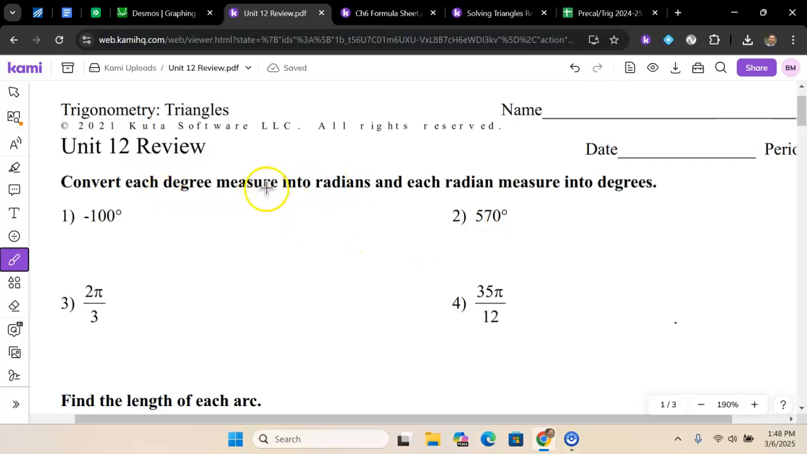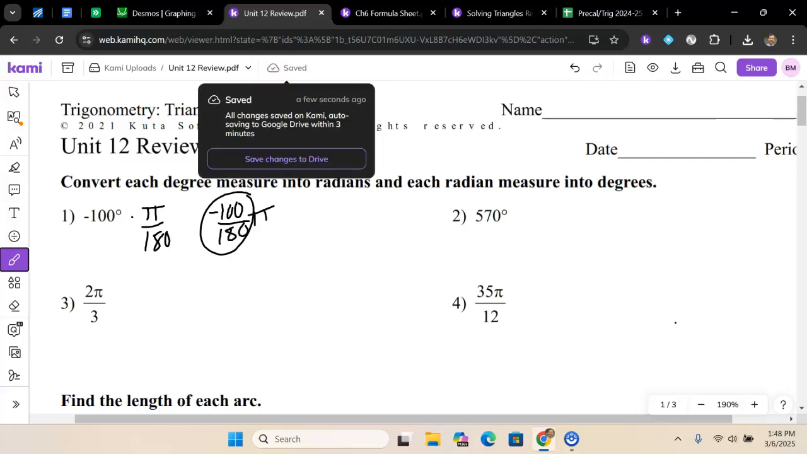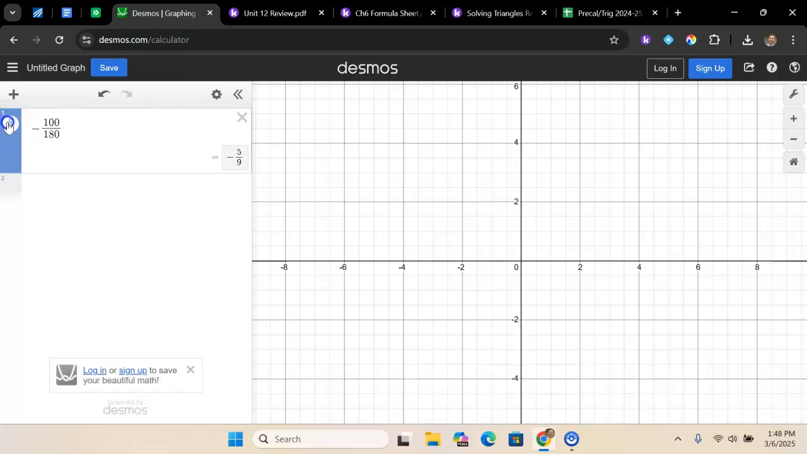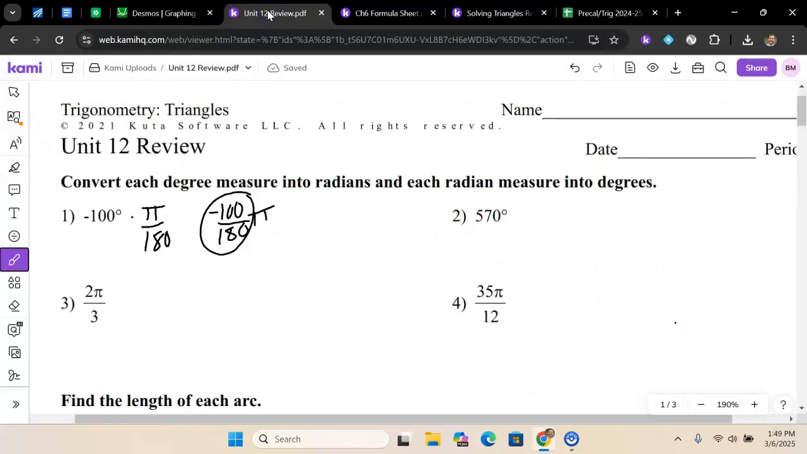The first 4 questions are to convert between degrees and radians. If you're going to go from degrees to radians, you want to multiply by pi over 180. What I would do is the degree measurement over 180 in a calculator, and it will reduce that, and then attach the pi to it. So plug that into the calculator, do not plug pi into the calculator, and then reduce. So if I did negative 100 divided by 180, click the fraction button, it's going to be negative 5/9, and then I would attach the pi to it, so negative 5 pi over 9.